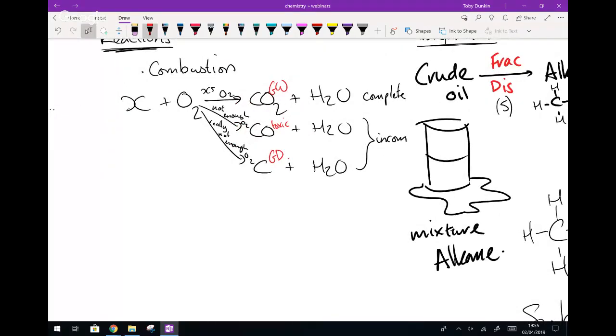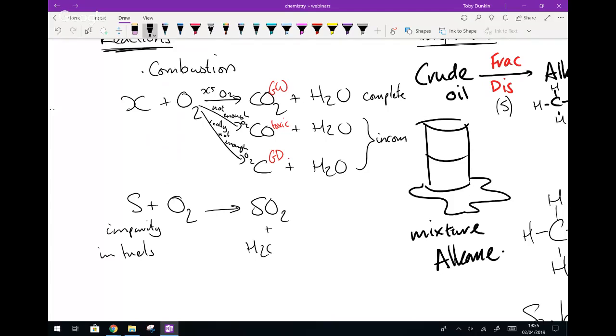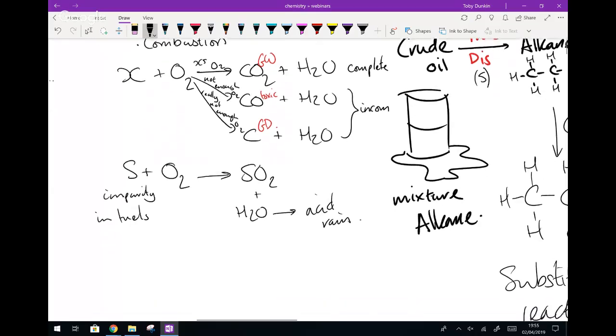I do at this point want to point out another one. You can burn sulfur, because sulfur is an impurity in fuels. And that will, of course, make SO2. SO2 reacts with H2O to form acid rain. So sulfur can also combust.